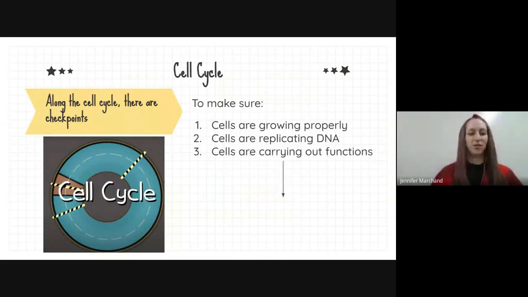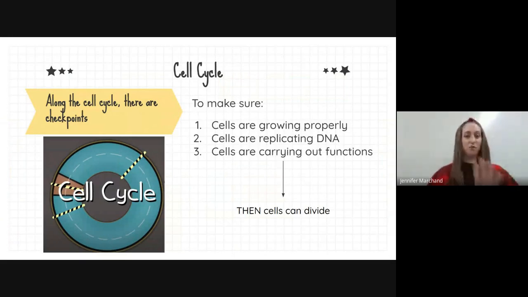We know that cells are very specific to what they're assigned to do, and that each cell has a specific function. Part of the cell cycle's job is to make sure that the cell is carrying out its function, so that a lung cell is doing what a lung cell is supposed to do, and a stomach cell is doing what a stomach cell is supposed to do. Then, once they're doing all of those things, they're free to divide. It's as if they're told, you know how to grow, you have the material you need, and you know how to do your job. Now you can divide and create a new cell that can be just like you.